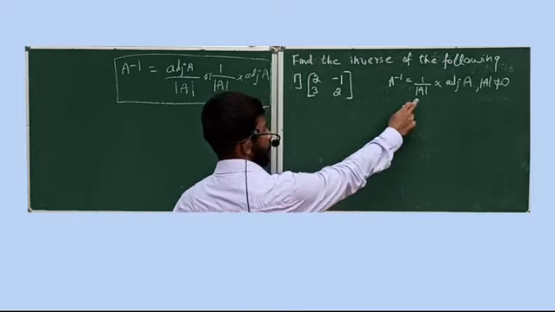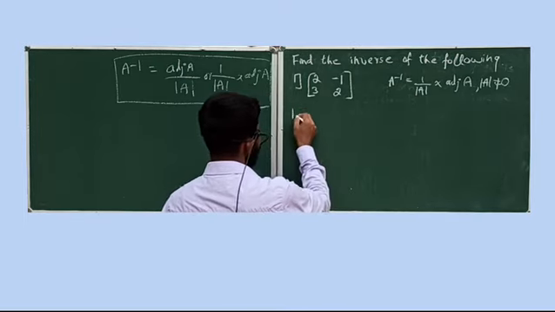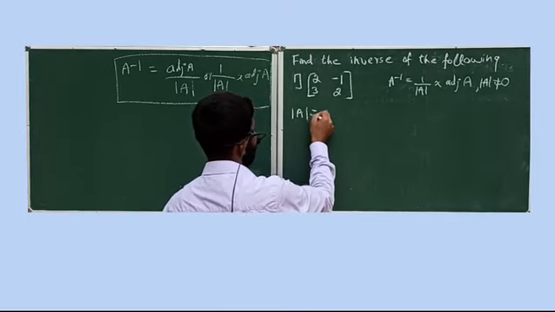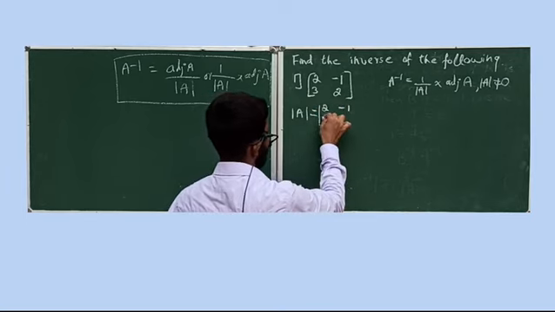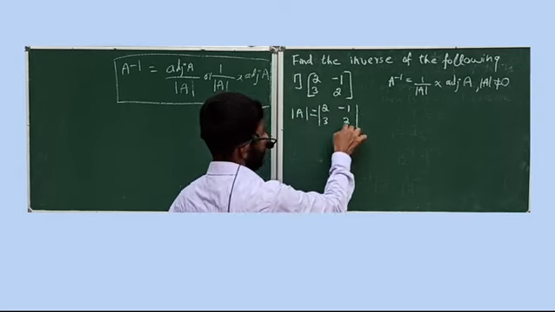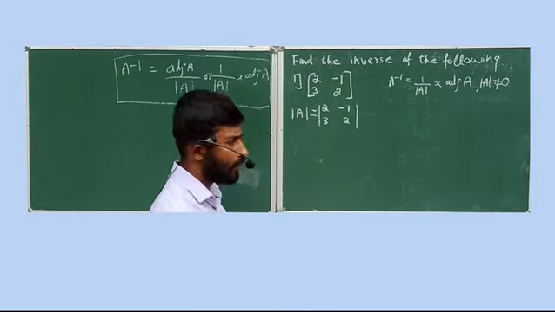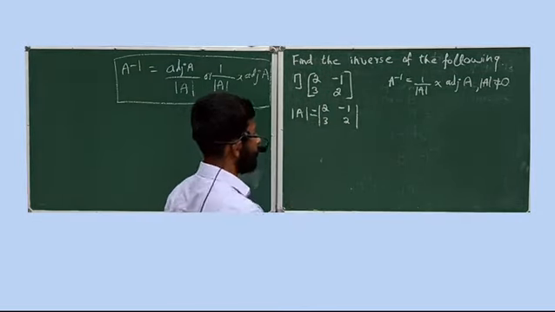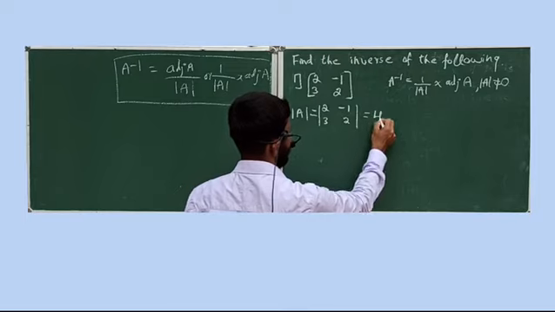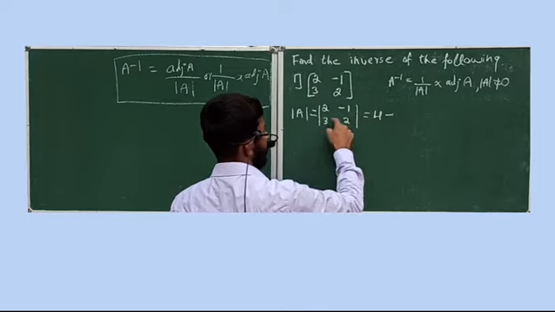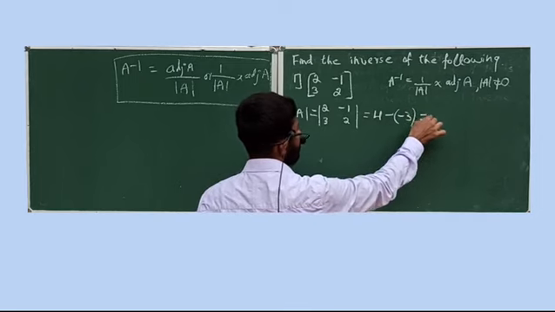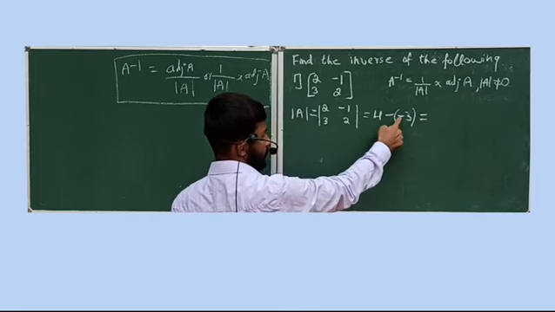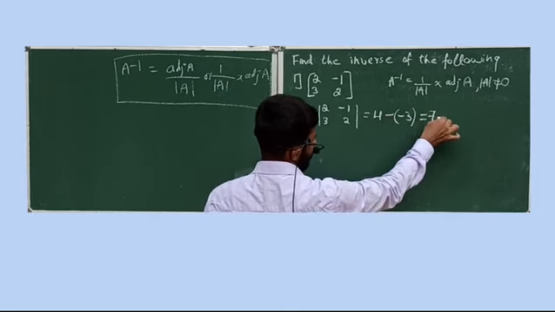Now first find determinant A. Determinant A is equal to the determinant 2 minus 1 3 2. It's a determinant of order 2. How to find it? Product of diagonal entries, 2 into 2, 4, minus product of non-diagonal entries, 3 into minus 1, minus 3. Now 4 minus into minus becomes plus, 4 plus 3, it's equal to 7.